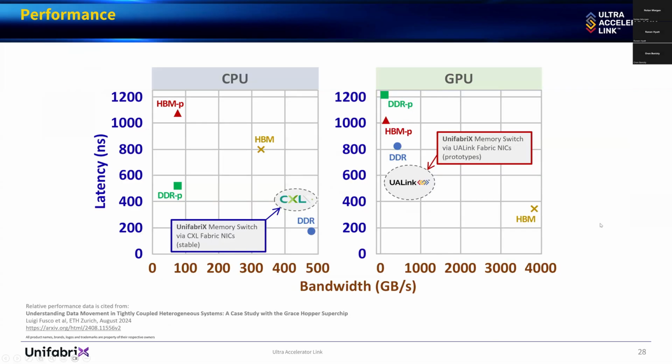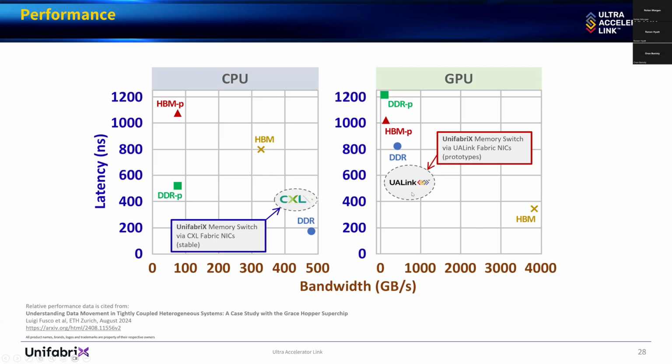How does it look in terms of performance? These numbers are taken from our lab. We have results from CXL on the CPU domain and from UALink on the GPU domain. On the CXL domain, it's pretty much stable. We've been running it for more than 2 years. UALink is new, so this is prototyping. So the performance is expected to get better over time.